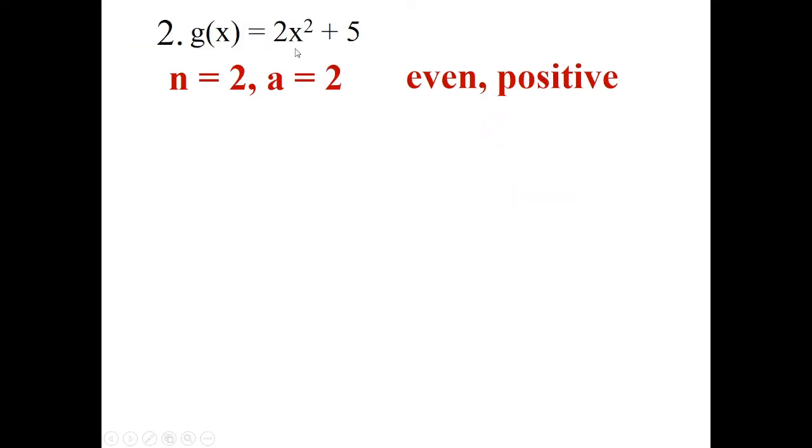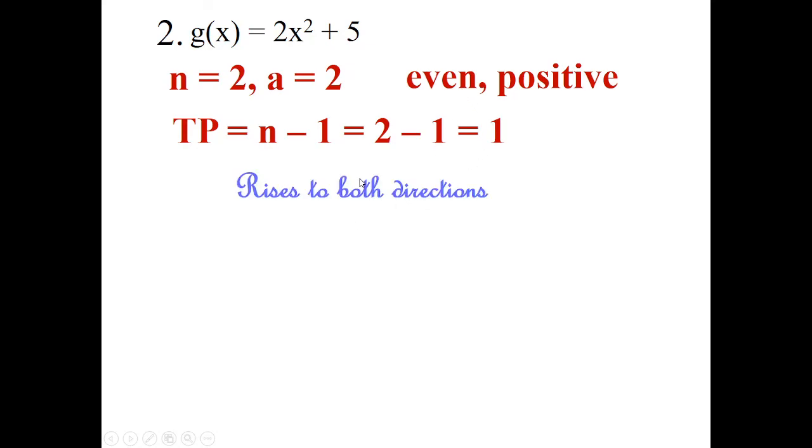n is 2, a is 2, so it's even positive. Kunin natin ang turning point. So, n minus 1, so 2 minus 1 equals 1. Isang liko, tapos even positive, rises to both directions. So, drawing tayo ng rises to both directions. Isang liko lang, so madali lang ito.